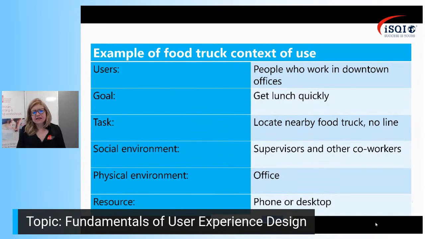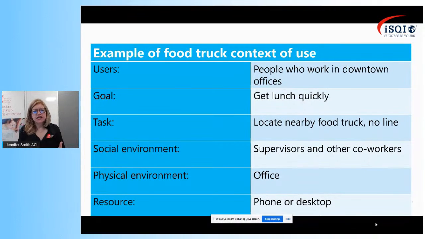So I talked about context of use. That is understanding how people are using, or going to use, your app or website. And so you might break this down into a matrix: my users, people who work downtown; their goal, to get lunch quickly; the task, locate a truck nearby, no line; the social environment, supervisors; physical environment, office; resource, phone or desktop. But this is an example of context of use, really understanding how people are going to use the product.